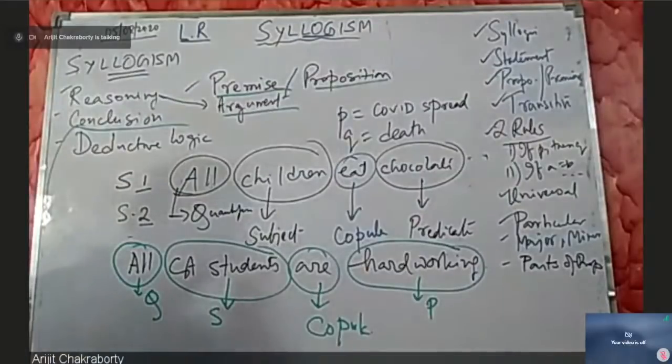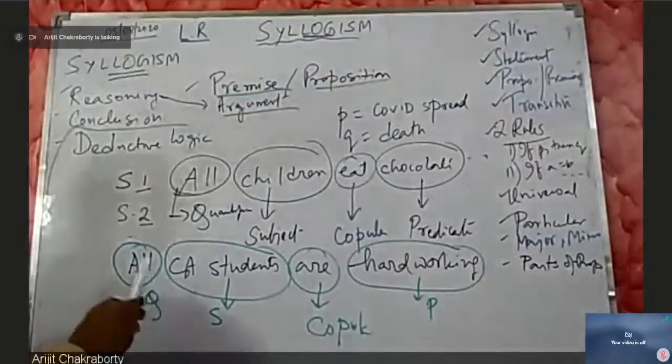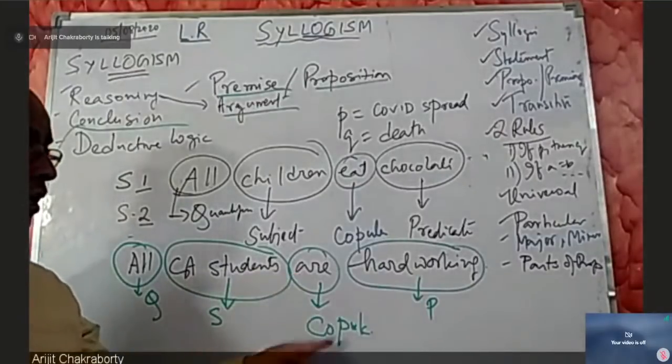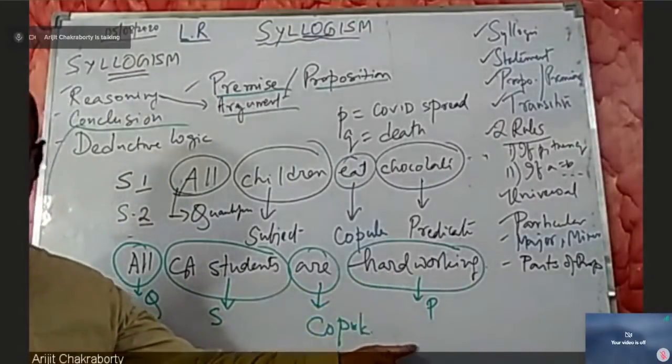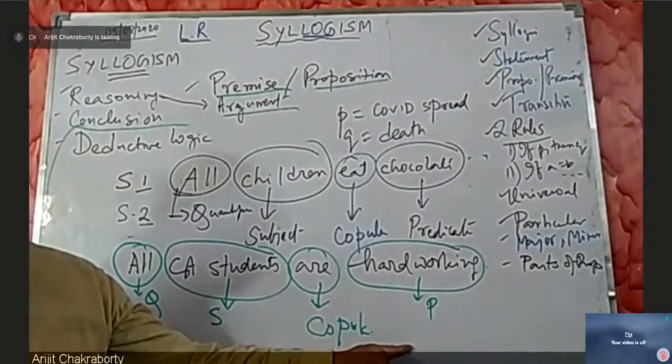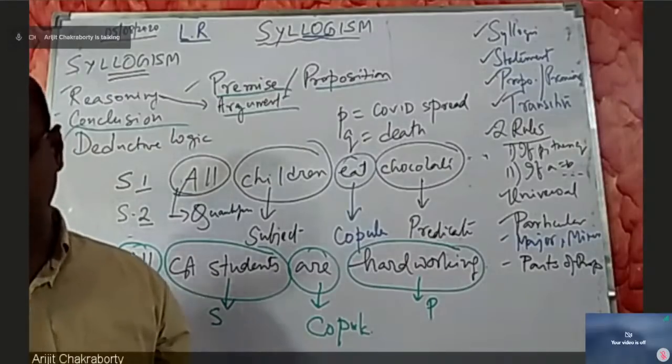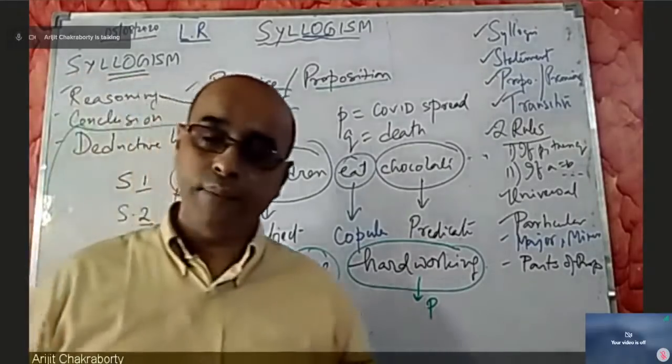All CA students are hardworking. Quantifier is the word all. CA students is the subject. Are is the copula. Hardworking is the predicate. Okay. I think you have understood this. Quantifier, subject, copula and predicate. I'm sure it's clear.